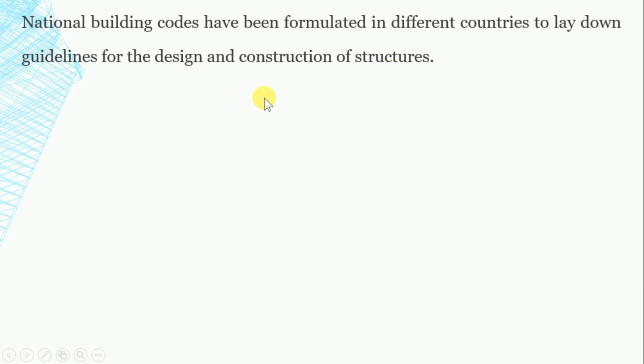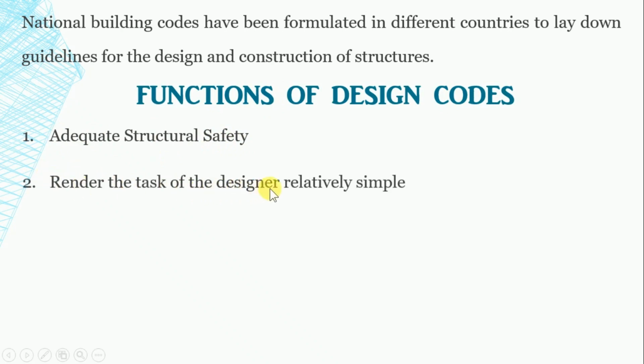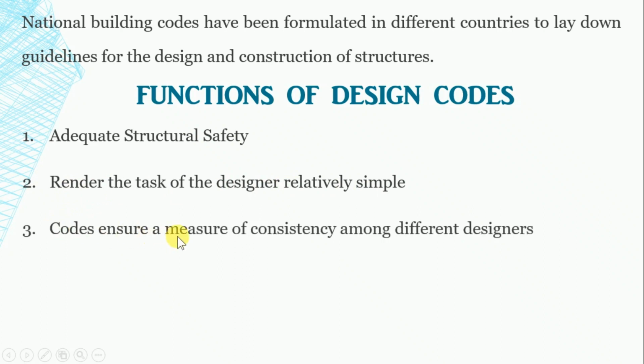Following are some of the functions of design codes. Firstly, the design code ensures adequate structural safety. Secondly, it renders the task of the designer relatively simple. Often the result of sophisticated analysis is made available in the form of a simple formula or chart. Thirdly, the code ensures a measure of consistency among different designers.